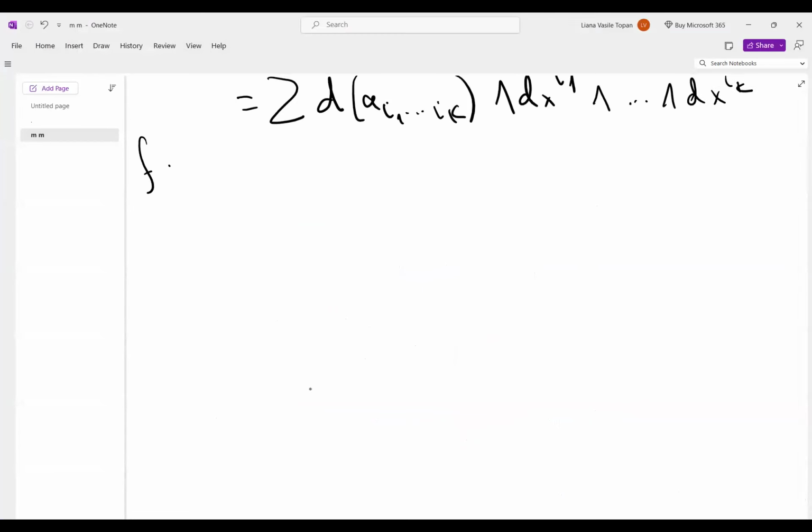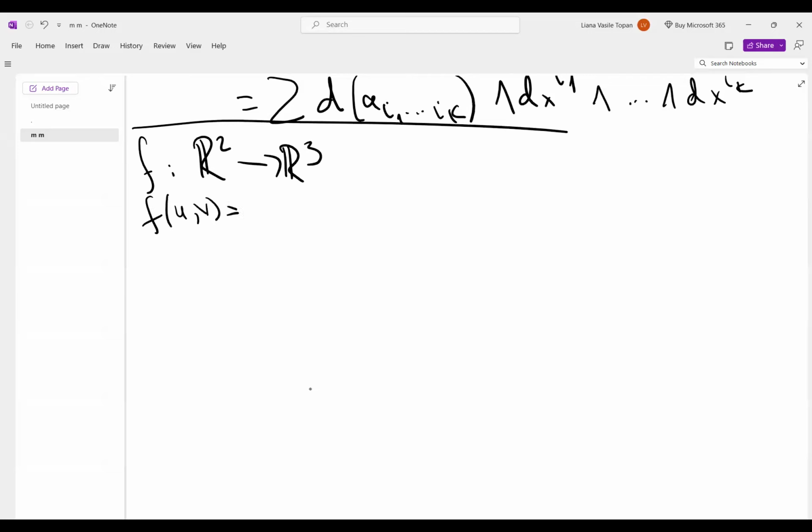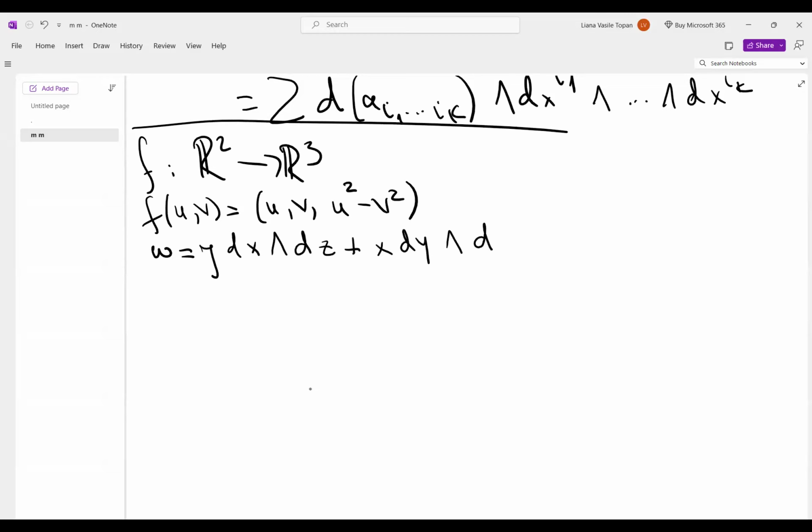Suppose that you have a function f from R squared into R cubed, given by f of u and v equals u, v, and u squared minus v squared. And let's take the following two form on R cubed. It's y dx wedge dz plus x dy wedge dz. And we want to find the pullback.